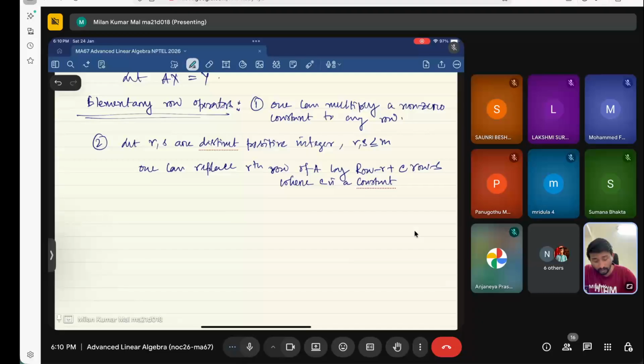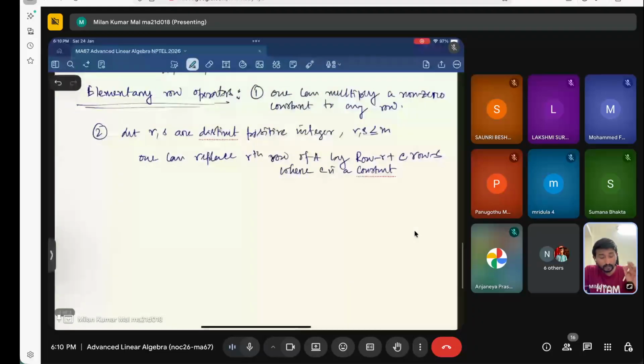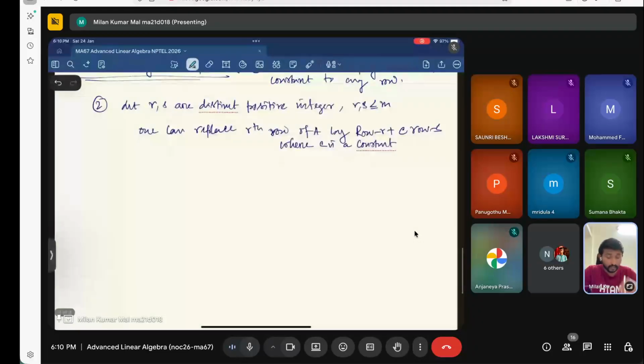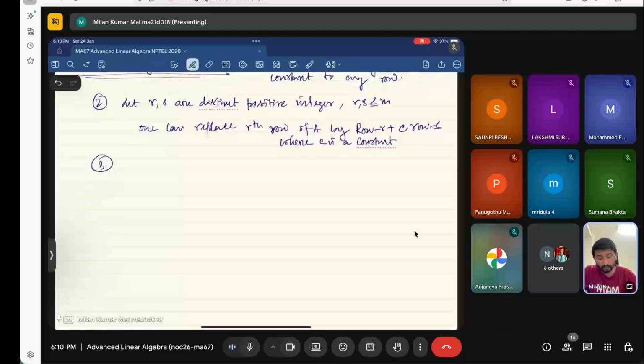Now the third thing. I will give an example, so suppose you have another, third option. Those things I will discuss with this problem also. The third one is that you can interchange two rows. One can interchange two rows of A.